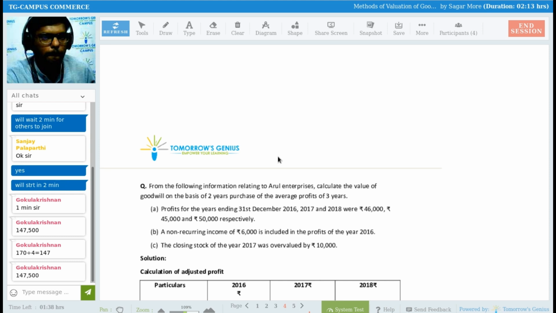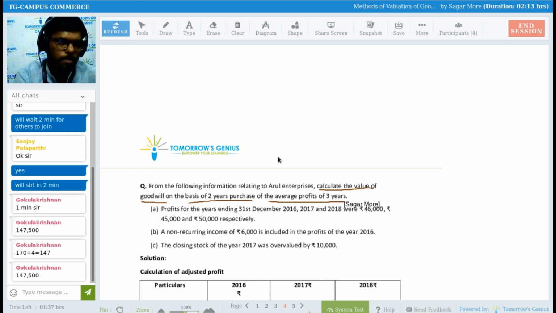Okay, I'm discussing now. See, from the following information relating to Arul Enterprises, calculate the value of goodwill on the basis of 2 years purchase of average profit of 3 years. So we have to do the average profit of 3 years and then we have to multiply by 2 for calculation of goodwill.